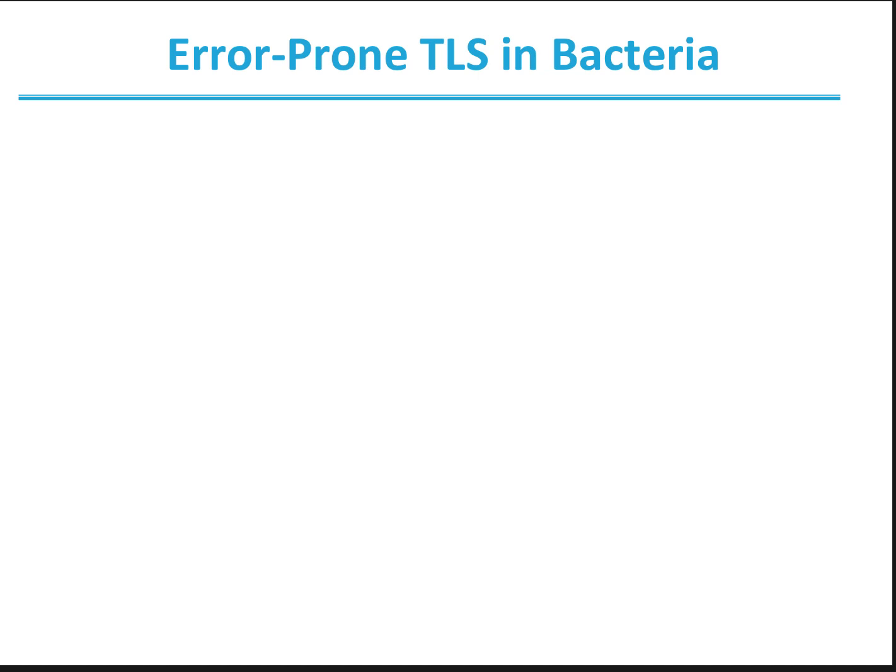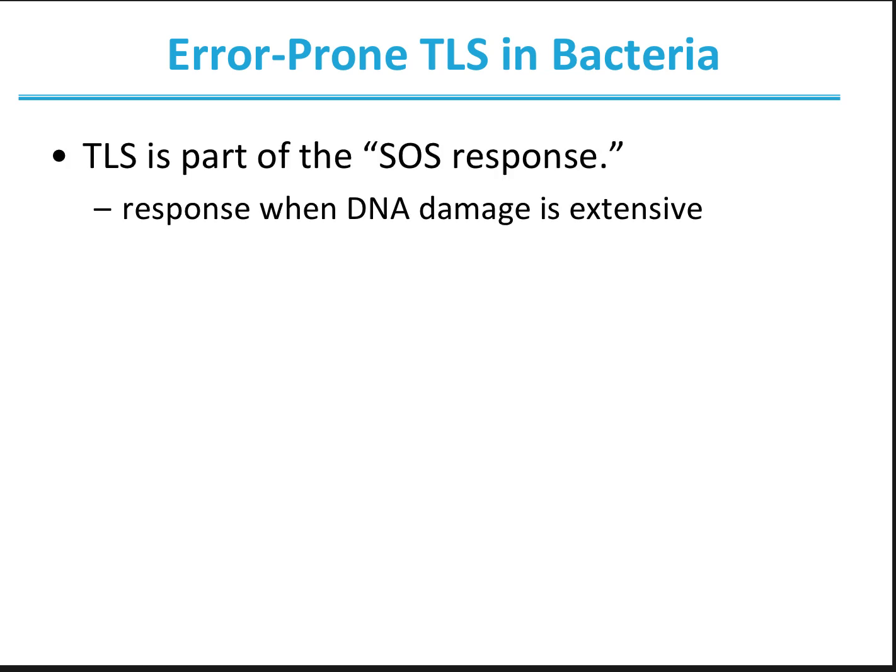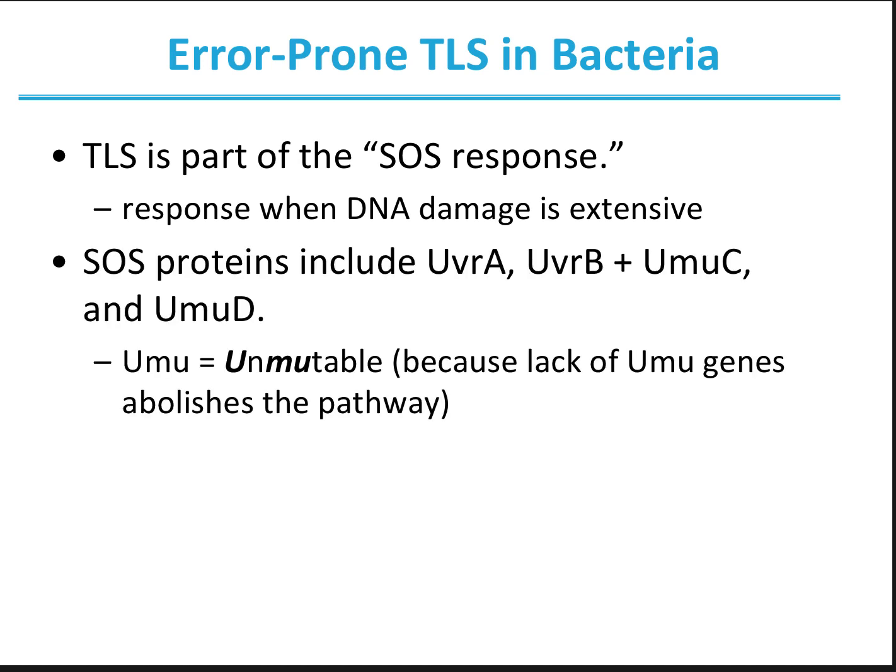So error-prone TLS in bacteria. Again, this TLS is translesion DNA synthesis. This TLS is basically part of the SOS response, and this is what happens when DNA damage is extensive. And so SOS proteins include UvrA and UvrB, and then also two proteins called UmuC and UmuD. UMU was given that name because the strains were unmutable, and basically removal of those umu genes abolished that pathway.